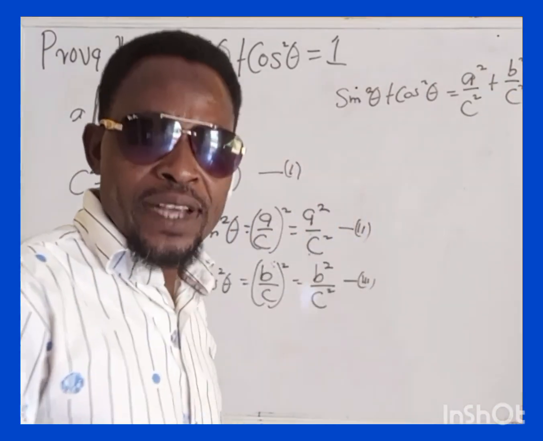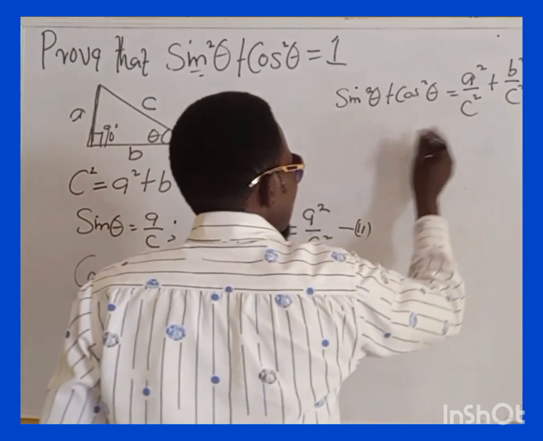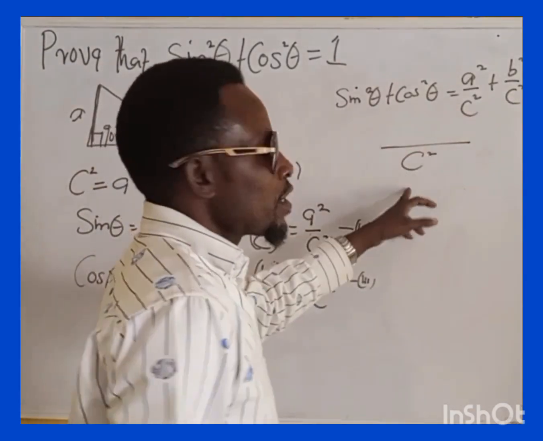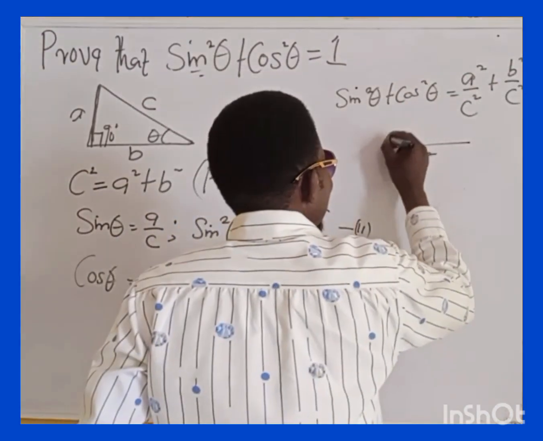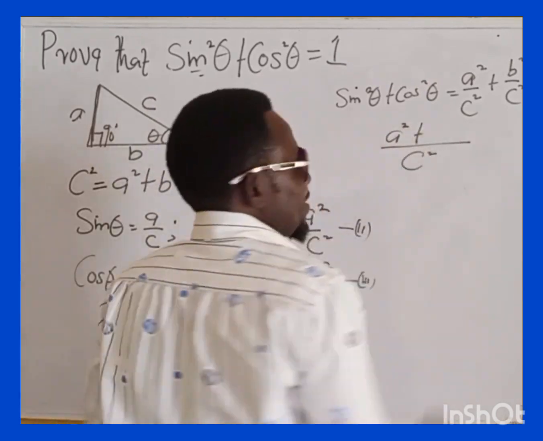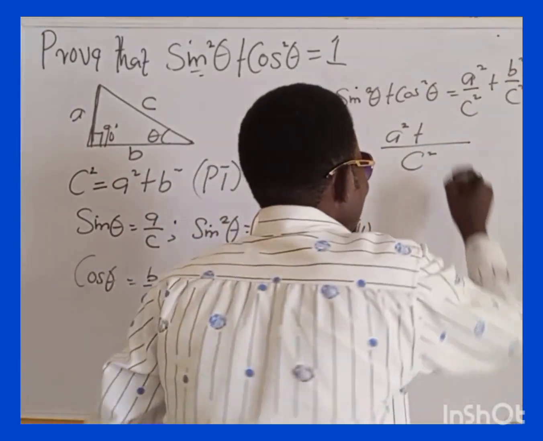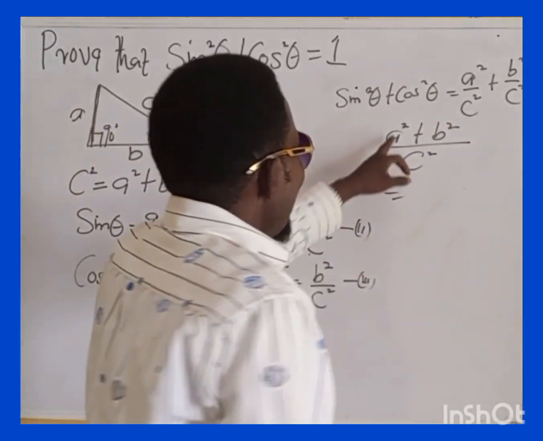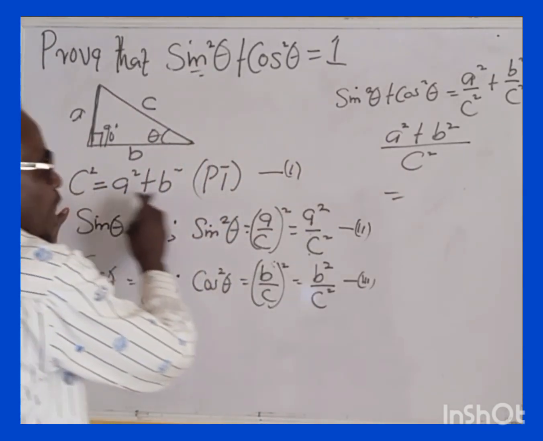So we'll now change it to a fraction. You try to find the LCM of this, which is going to be C square. C square goes into C square only one time. You use that one to multiply A square, you have A square in return. Plus, C square goes into C square only once. You use 1 to multiply B square, you have this B square. So from this, our A square plus B square is C square, from equation 1.